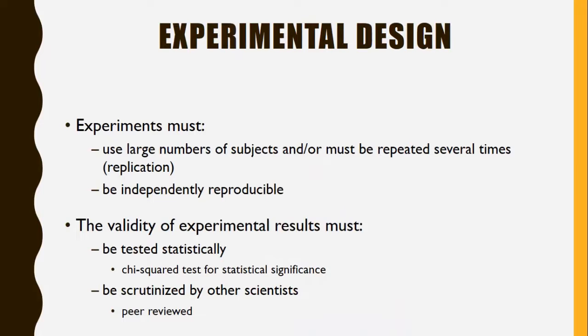And then the validity of experimental results must be tested statistically. I don't know if we get into statistical testing. If you're majoring in any science, especially biology or chemistry, you have to take statistics because you're consistently using it. Statistics is just a numerical way of saying whether a result is valid, or whether the information goes for or against your hypothesis, and is not just due to randomness.